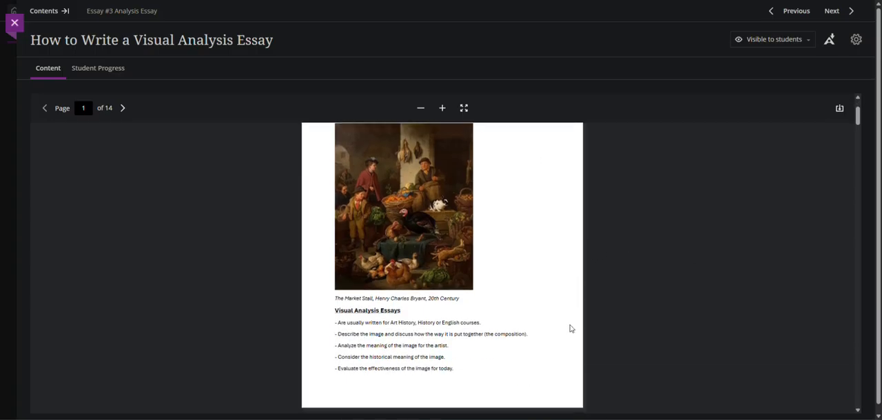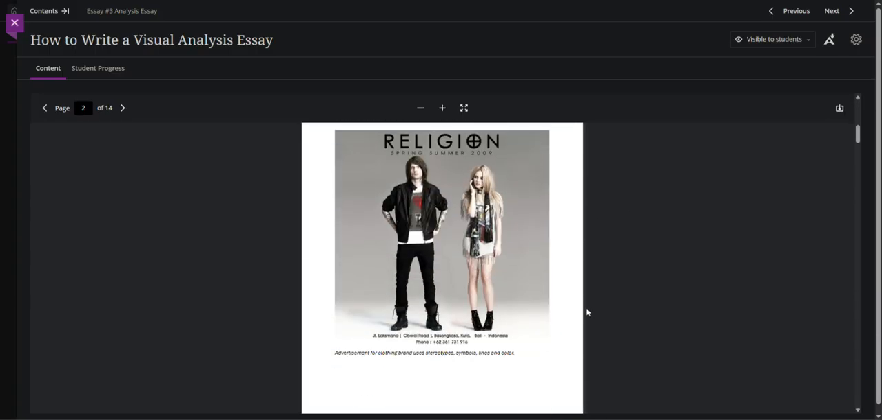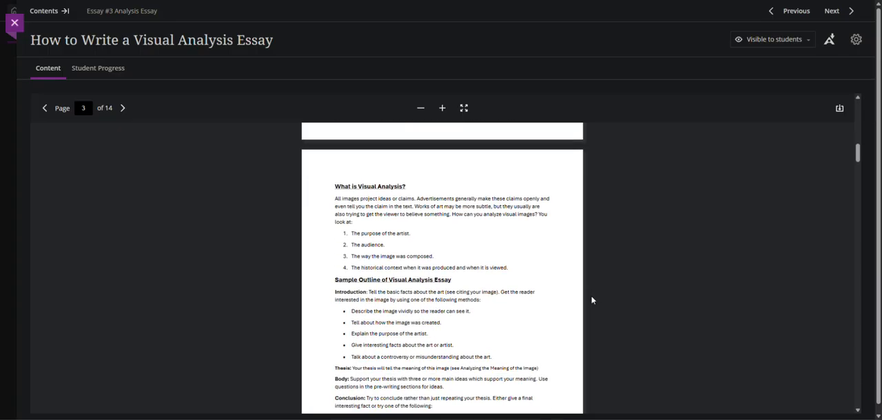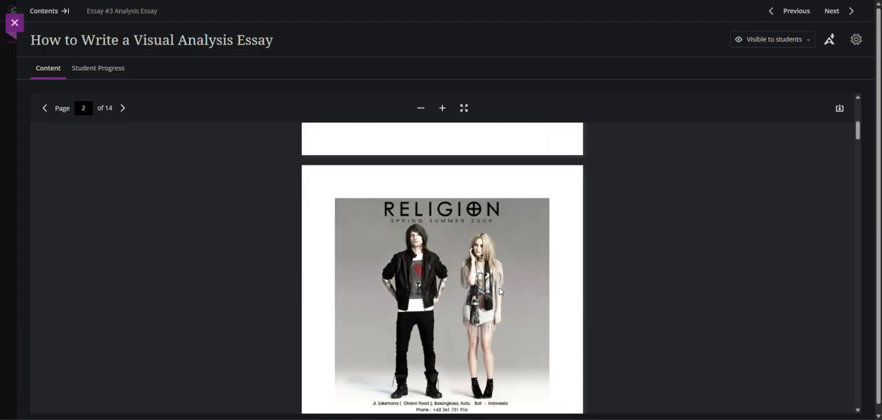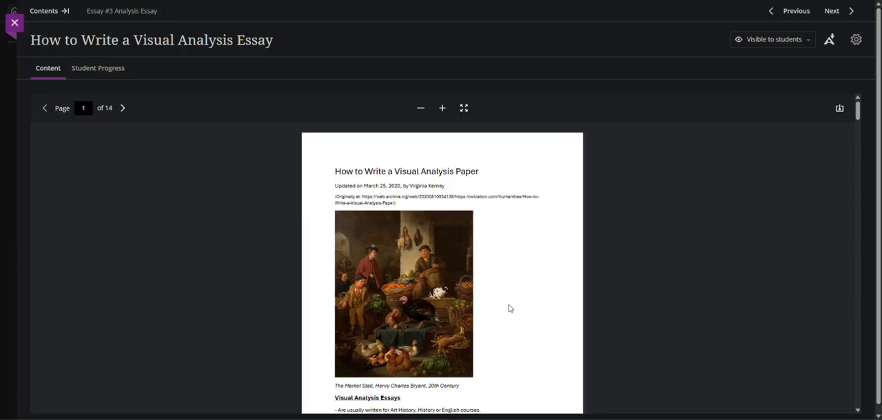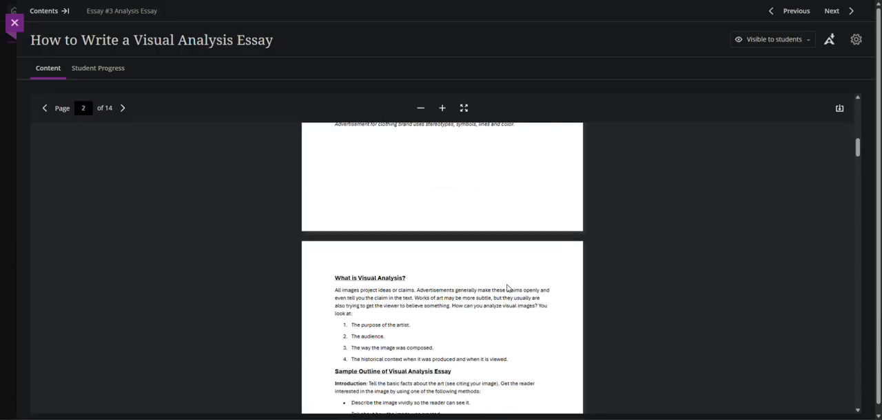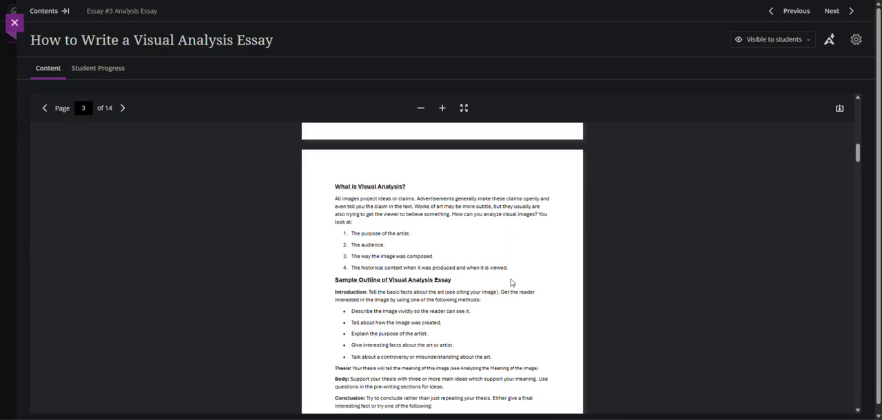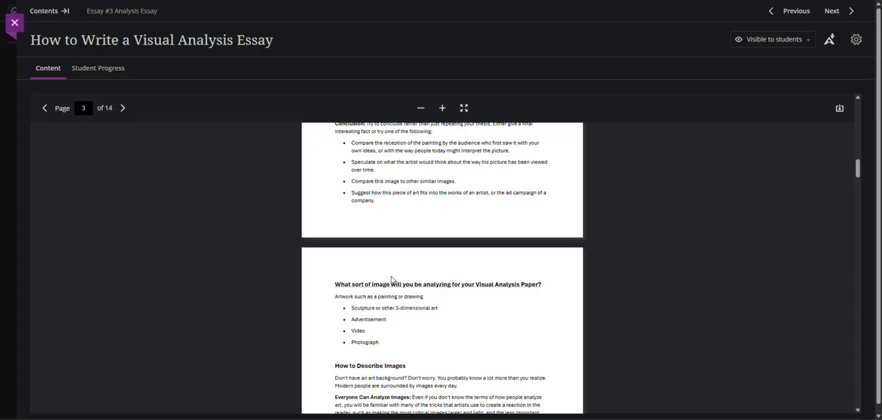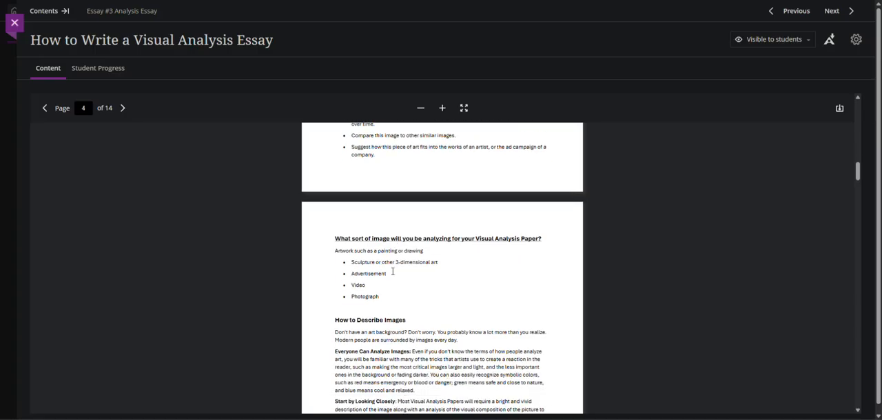And this particular one was a website. I had to go to the Wayback Machine and get it back, but it's really good because it tells you exactly what a visual analysis paper looks like and what you should be able to expect from it. So it tells you what it is and what it isn't. It gives you an example outline. So if the other website doesn't work, this is just fine.